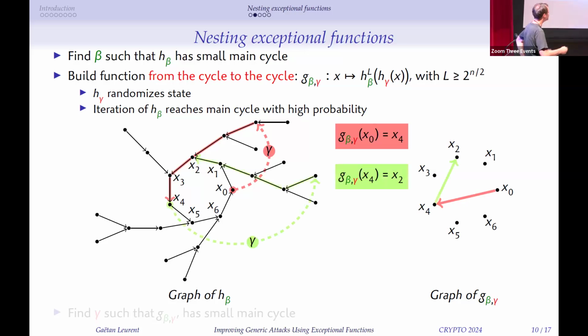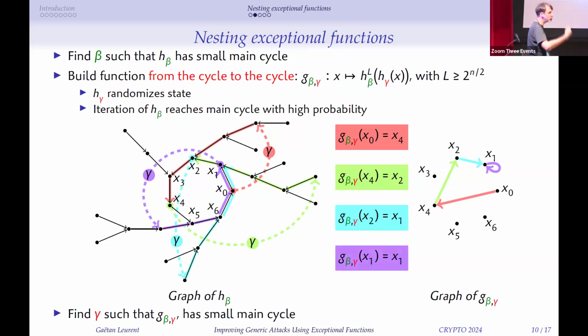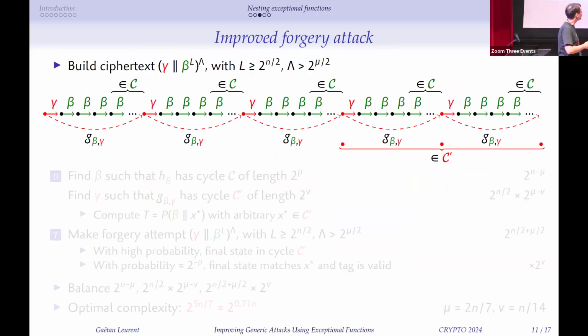And then we can iterate. If we apply it from x4, maybe we go to x2, then from x2 to x1, and then maybe from x1 to x1. And this means we have found a cycle in g, and the cycle, of course, is much smaller than the first cycle. So what can we do with this?